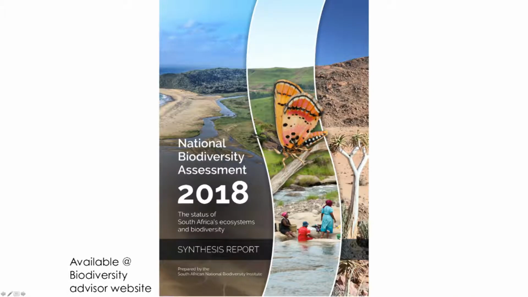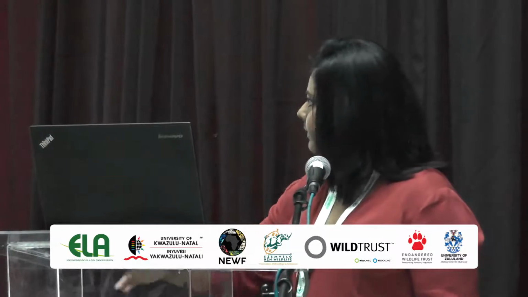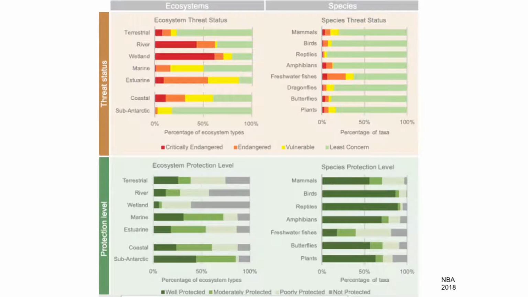So the NBA that came out this year is quite different to previous reports in that it's showcasing work that's been done over 5 realms: the marine, coastal, estuarine, riverine, and freshwater realms. So here's a brief snapshot of what the NBA detailed in terms of ecosystems and species on the threat status and protection status. So you can easily see here that the riverine and wetland systems are the most threatened ecosystems.